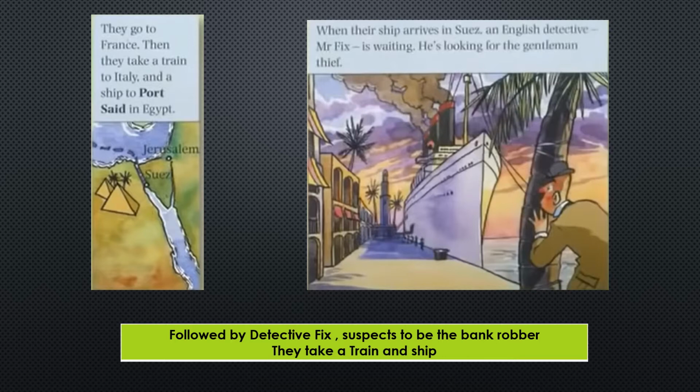When the ship arrives in Suez, an English detective, Mr. Fix, is waiting. He's looking for a gentleman thief. So here there is a detective following Passepartout and Mr. Phileas Fogg, because the detective suspects that the bank robber is Mr. Phileas Fogg, and he also takes a train and a ship.